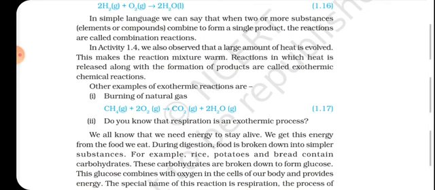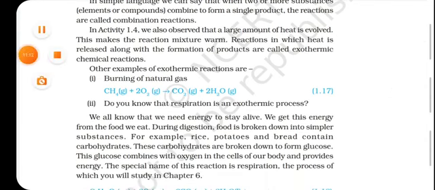So in any reaction or chemical equation, if heat is produced together with the product, it is known as an exothermic reaction. They have given us certain examples of exothermic chemical reactions. You can see over here, that is CH4 plus 2O2 will give you CO2 plus 2H2O. I hope you are getting this, students.